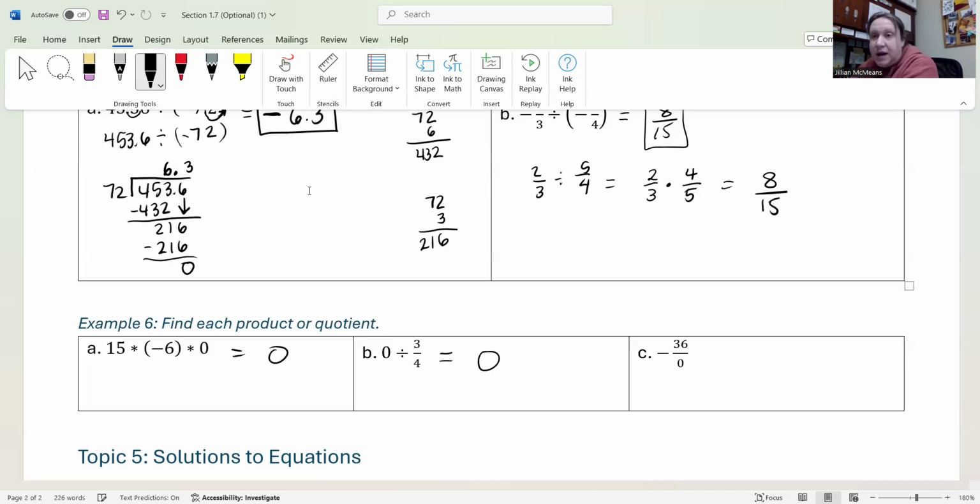It doesn't matter what that number is. If it's an integer, if it's a whole number, if it's a decimal, if it's a fraction. Anytime you take 0 and divide it by a number, the result is going to be 0. And then finally, we have -36 divided by 0. So this is the no way version. You've got a number divided by 0. Can't happen. We would say this is undefined. So remember, the word undefined goes with division by 0. So make sure you take some time and practice multiplying and dividing real numbers. Remember the rule.